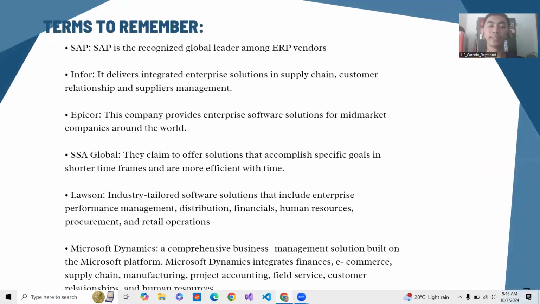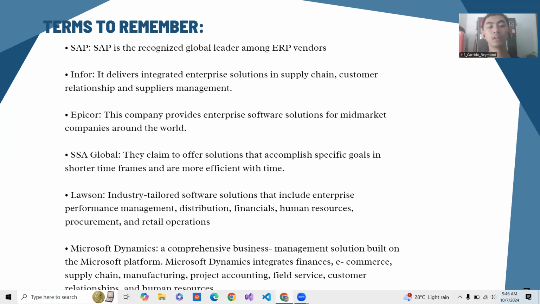So for the last slide, terms to remember. SAP is the recognized global leader among ERP vendors. It delivers integrated enterprise solutions in supply chain, customer relationship, and supplier management. Epicor provides enterprise software solutions for mid-market companies around the world.